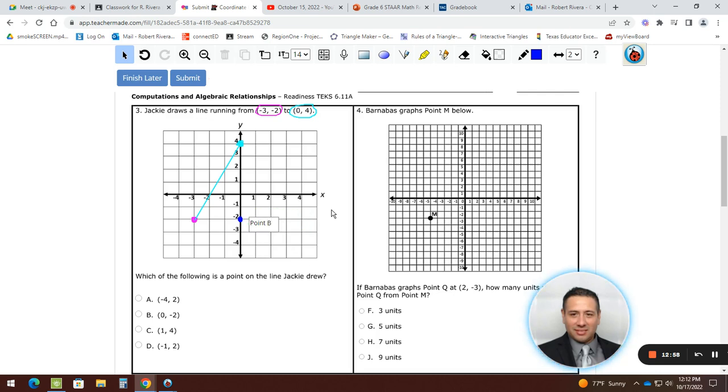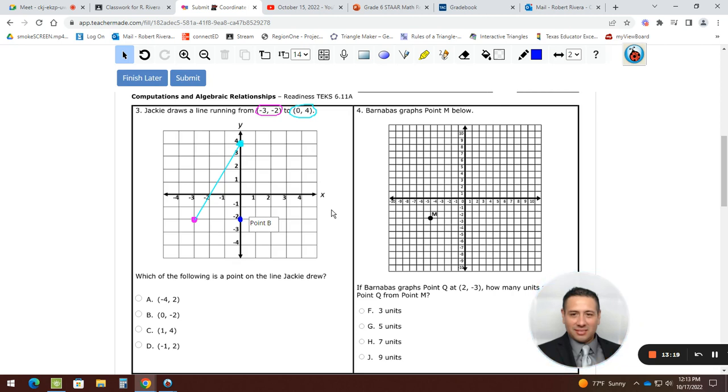Now let me tell you what this question is trying to tell you. They're asking you, is point B on the line that Jackie drew? Let me be more specific. Is point B on the line that Jackie drew?